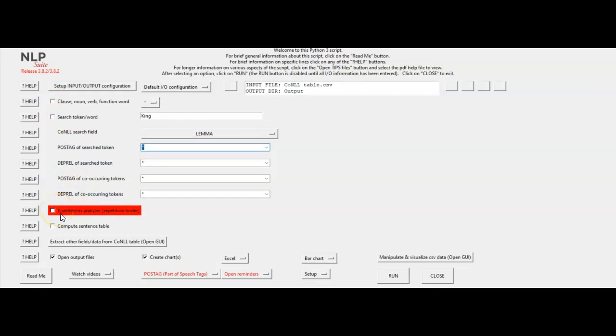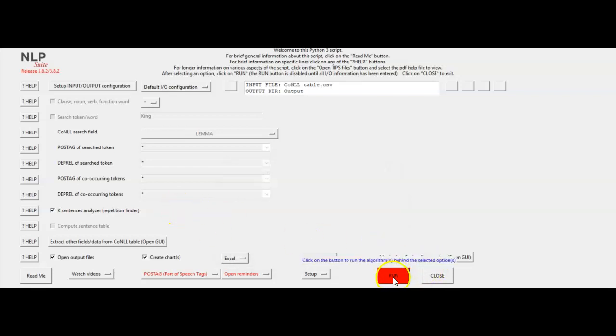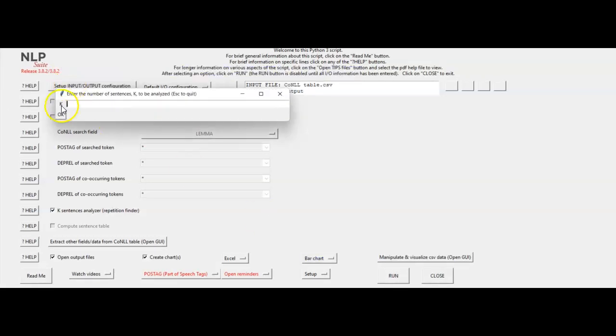We take a look at K sentences analyzers. K sentences analyzers essentially allows us to see the repetitions of words within a chosen K beginning sentences and K end sentences, and gives us information such as their proportions, whether they're nouns, verbs, adjectives, etc. Once we tick the option and click on run, we will be given the option to choose the number of sentences, as you can see right here. You input that, click OK, and then you can run the K sentences analyzer.